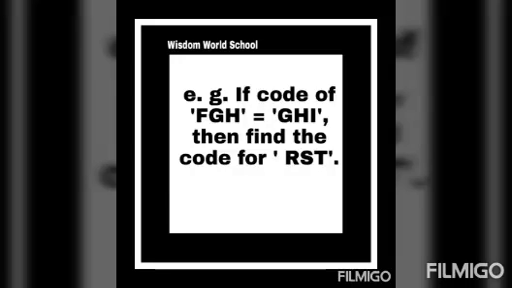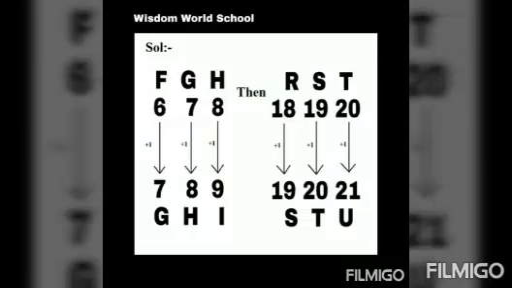Let's look at an example of coding. In a certain code, if FGH is coded as GHI, then find out the code for RST. See, FGH is coded as GHI. First of all, we need to recognize the pattern of how F is coded as G. If we add +1 to the position of F, that is 6, we will get 7, and 7 is the position of G.